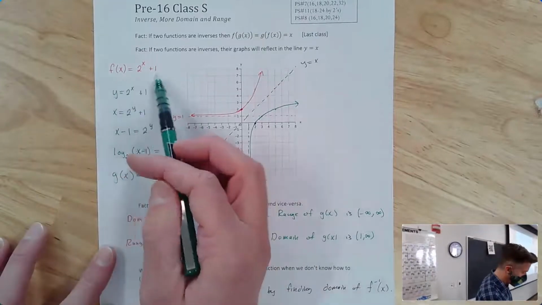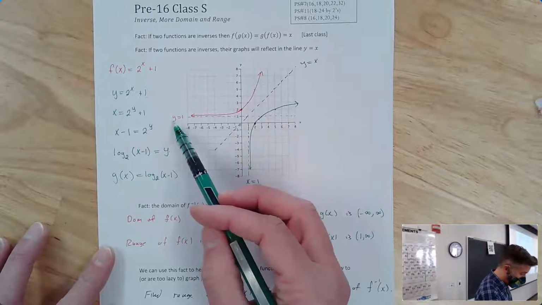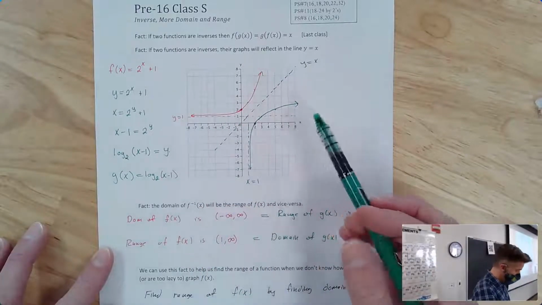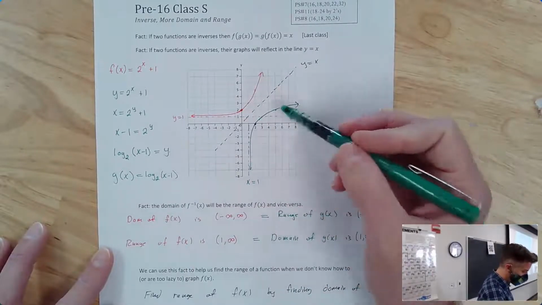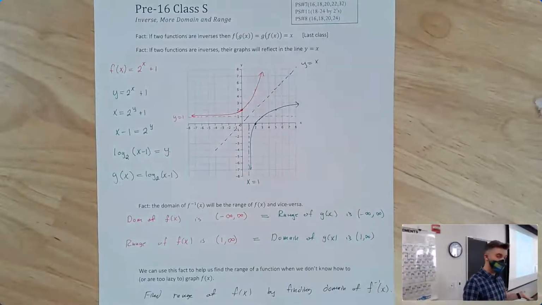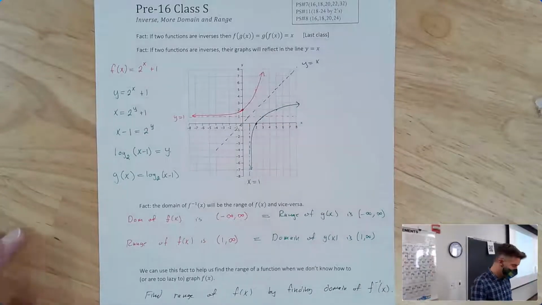So here's an example we showed. We have this function 2 to the x plus 1, which looks like this, and has a horizontal asymptote at y equals 1. And then its inverse function, which is log base 2 of x minus 1, looks like this, and has a vertical asymptote at x equal to 1. And these graphs, being graphs of inverse functions, are reflections of each other in the line y equals x.